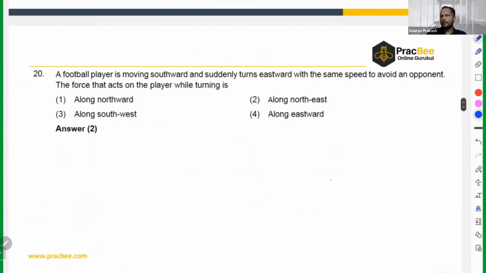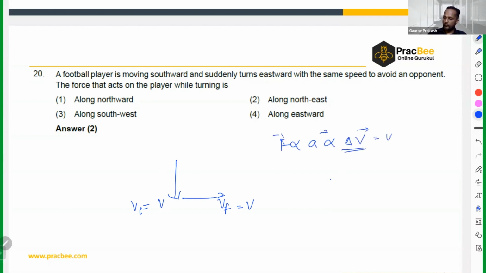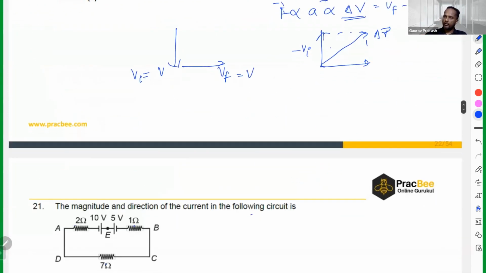Now, a football player is moving southward with some velocity V, which is the initial velocity, and then it moves eastward. This is the final velocity, which is also V, but we know that the force will be proportional to acceleration, which will be proportional to delta v. So delta v will be final velocity minus initial velocity. Final velocity is eastward, and the negative of initial is northward. The resultant of these two is delta v, which is in the northeast direction. So a very easy question which can be easily solved using the triangle law of vector addition.